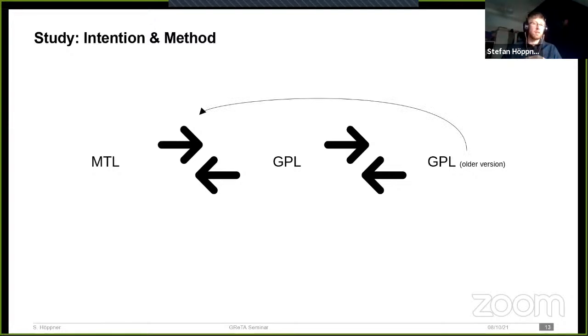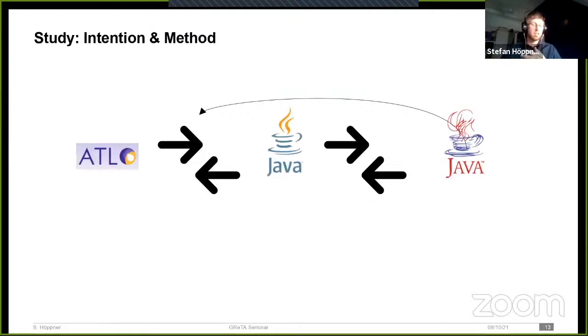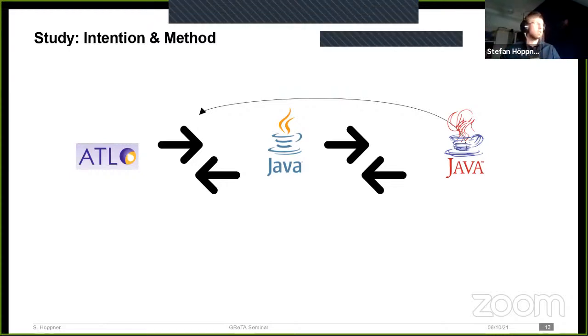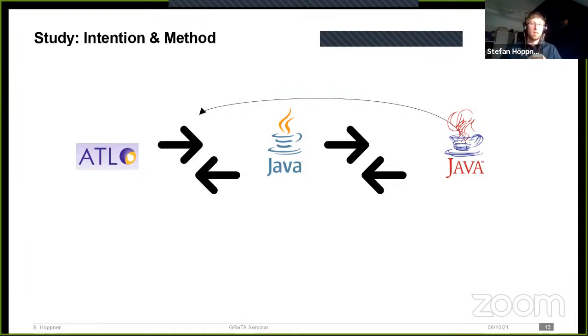Now, as representatives for our model transformation language and general purpose language, we chose ATL and Java as two prominent languages of their respective types. And for the different versions of our general purpose language, we decided on using Java 14 as the latest stable version of Java when we started our study, and Java 5 as the latest stable Java version when ATL was first introduced.